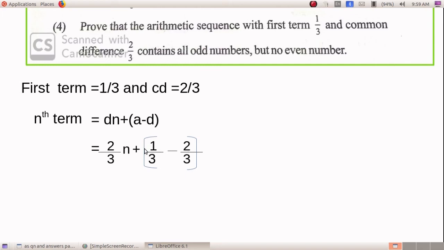Okay, therefore from 1 by 3 their denominators are same. Therefore writing the single denominator 3, it is 1 minus 2. Therefore it will be minus 1 by 3. Therefore it will be 2 by 3 n minus 1 by 3. Okay, now 3 is common here also. Therefore it can be written as 2n minus 1 whole divided by 3. Now this one is the algebraic expression to denote nth term of this arithmetic sequence. Then this 2n minus 1 is familiar to us. It is the algebraic expression to give odd number sequence. All natural odd numbers can be given by this one.